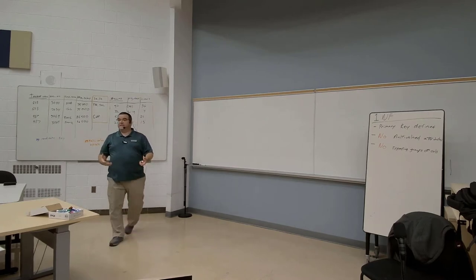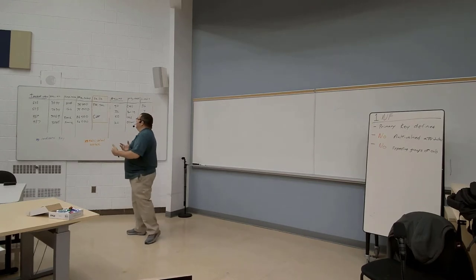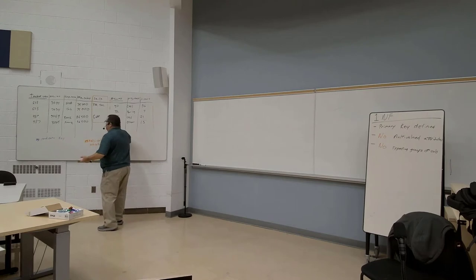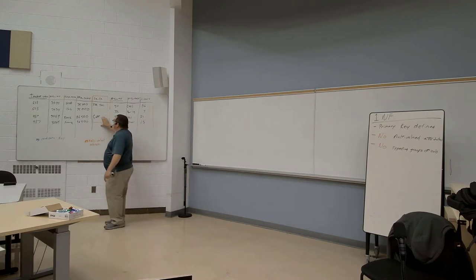The way you fix it is you break out the multi-valued attributes into its own table. Or I shouldn't say a table, its own entity at this point in the game. Now we look at this data and figure out, well, if we're going to pull this out, how are we going to connect it to the rest of this?